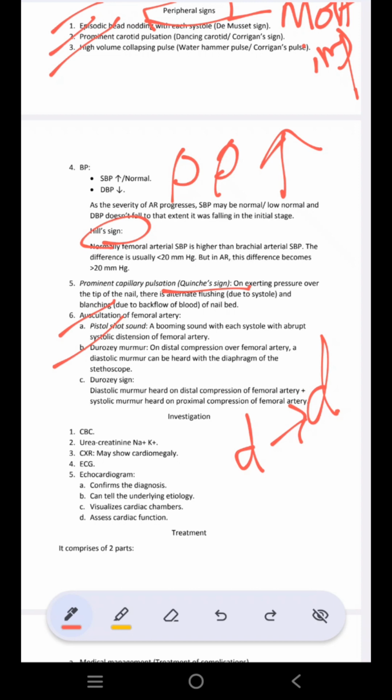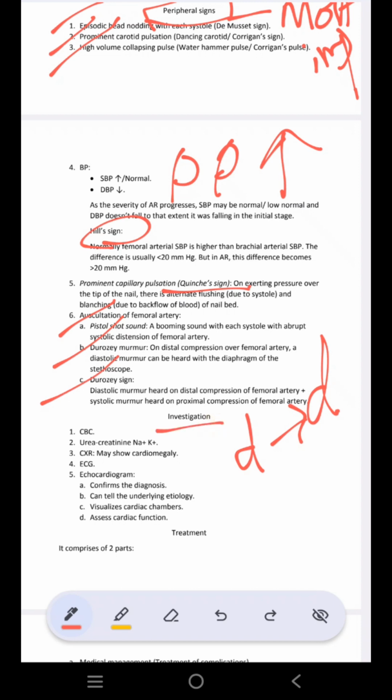Now, what is Duroziez sign and Duroziez murmur? D stands for D. That means when you compress the distal part of the femoral artery, you get a diastolic murmur. That is called as Duroziez murmur. What is Duroziez sign? Compression of the femoral artery in the distal part gives you diastolic murmur. Compression of the femoral artery in the proximal part gives you systolic murmur. This is called as Duroziez sign.